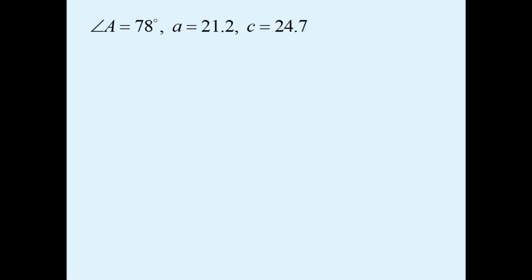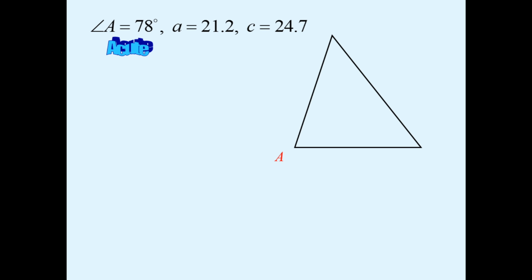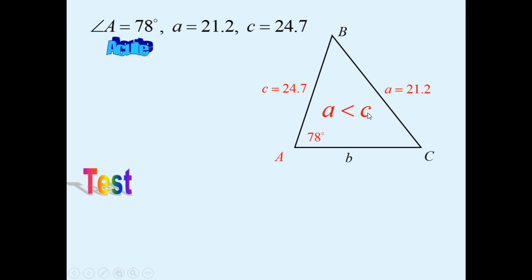So let's say we do have angle A, 78 degrees, a equals 21.2, c is 24.7. This one is given as side-side-angle. So let's just draw the diagram first. The way to read through that is either clockwise or counterclockwise through the triangle. And you may notice that a is the shortest leg, and obviously a is less than c.